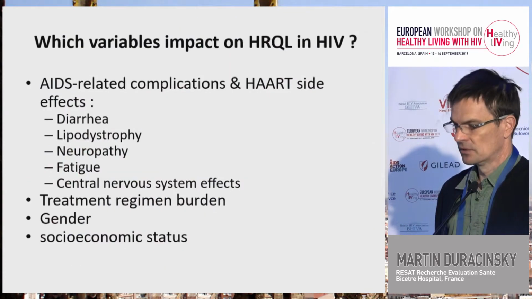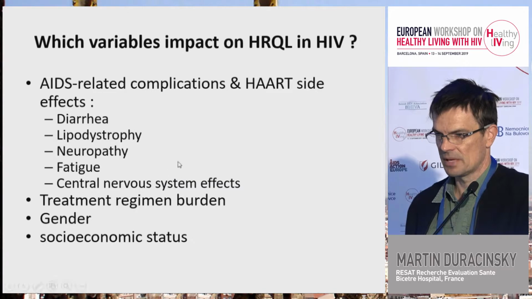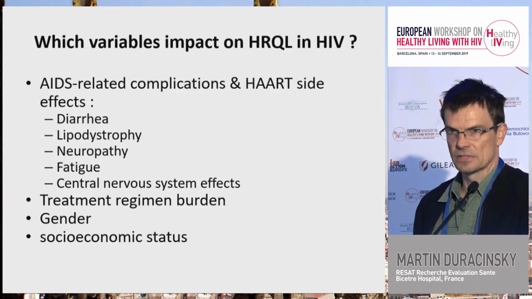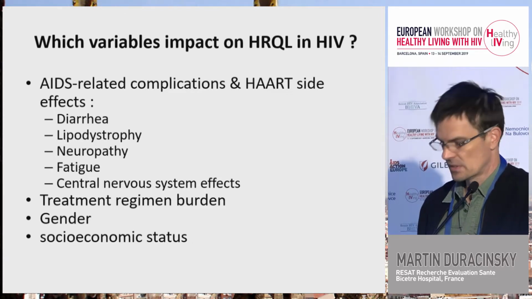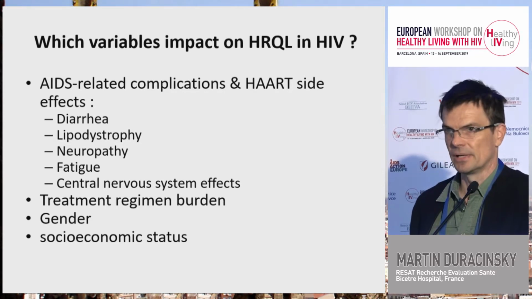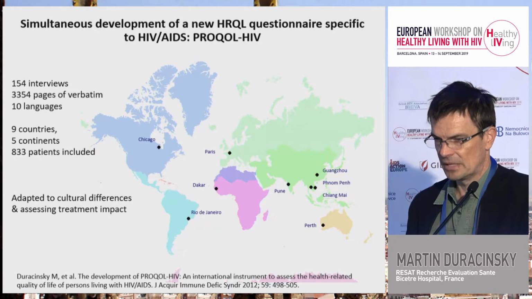Which are the variables impacting on quality of life? Today, maybe we would say that it's more fatigue, central nervous system problems, treatment regimen burden, but there are also other factors, not only disease and treatment specific, but also gender, in women. We will see across all disease areas that quality of life is worse, and it can also be socioeconomic status. But be careful then, because we really want to measure health-related quality of life. Because if you take, for example, the MOS-HIV questionnaire, you will measure environment, if the environment impacts quality of life.